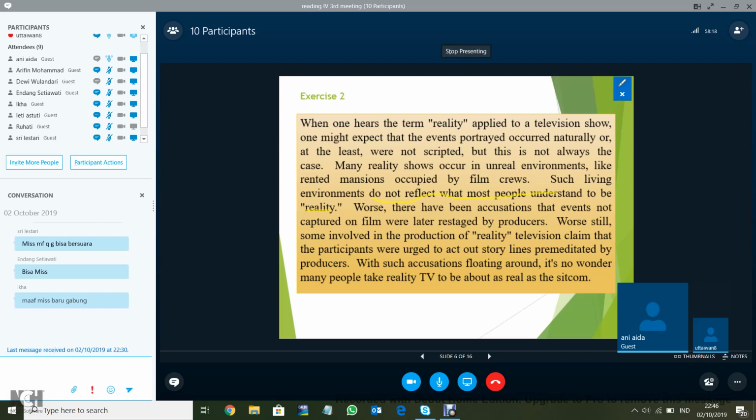like rented mansion occupied by film crews. So how do you say this? Seperti rumah-rumah besar atau rumah-rumah megah yang disewa oleh.